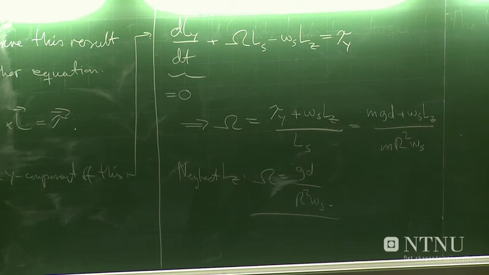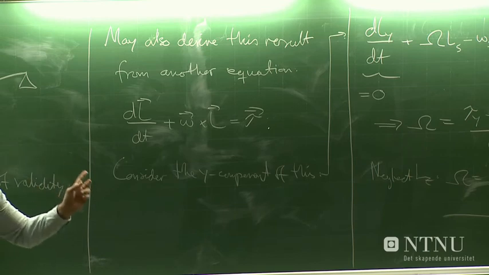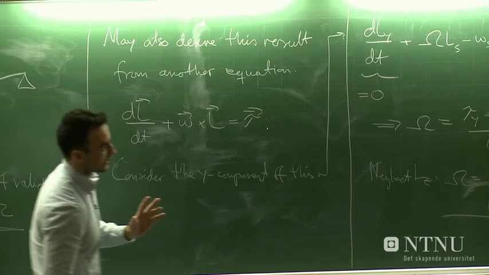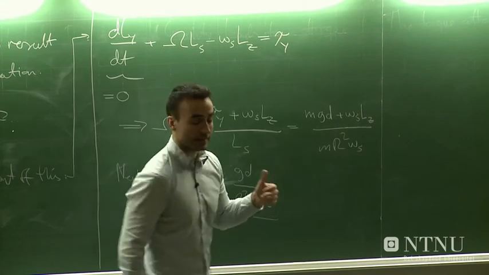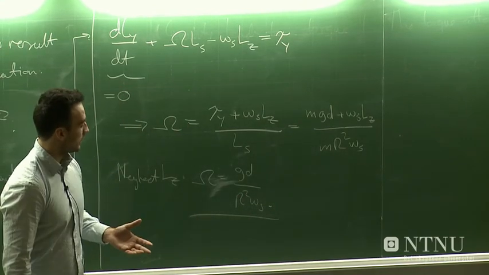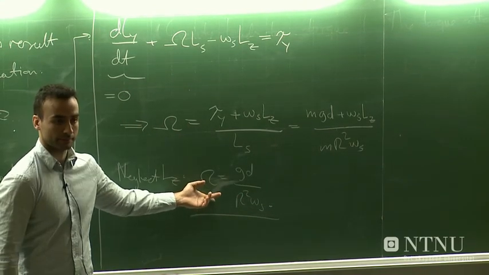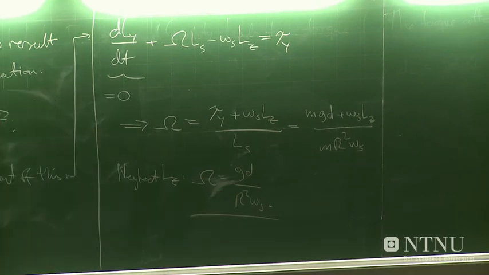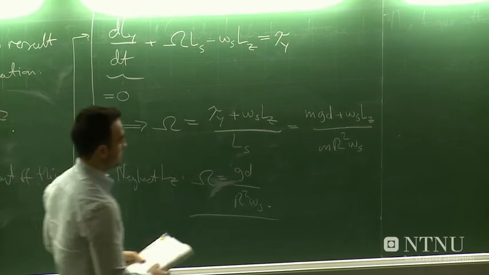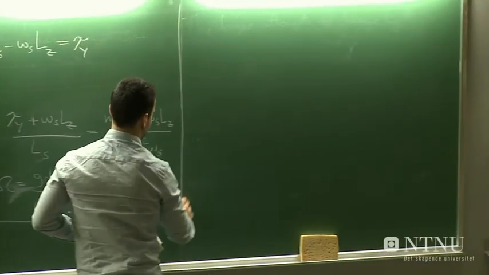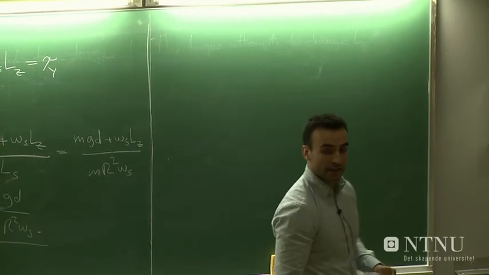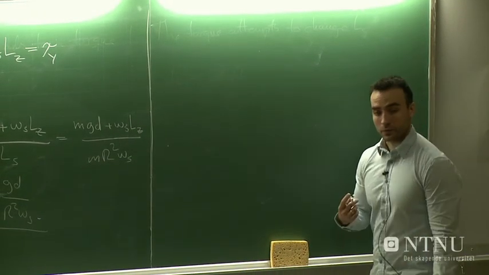So again, it follows from this equation that if we consider a precessional motion that is slow enough so that the associated angular momentum in the z direction is small enough as well, well then we obtain the same result. So there are at least two ways to solve this problem. Okay, we'll have a look at one more example.